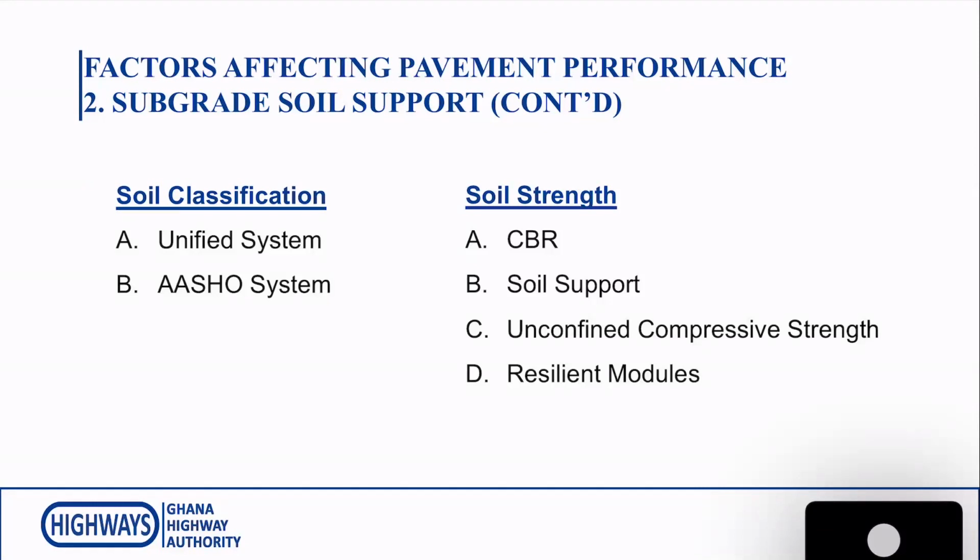The second and the most important is the soil strength, because the subgrade soil is the one that is going to take all the load. So the soil strength is very, very important. And measures of soil strength can be determined in the laboratory using the CBR method, the soil support method, the unconfined compressive strength method, the resilient modulus method. When these things are determined, they go in helping to do a proper design of the road pavement.